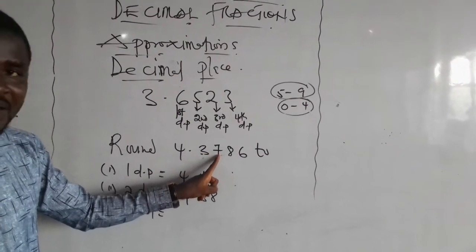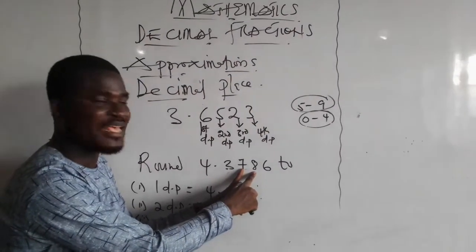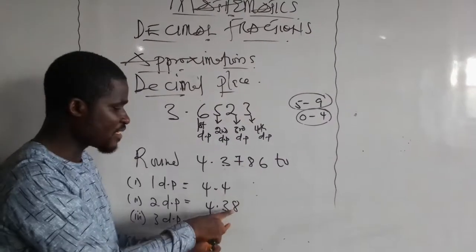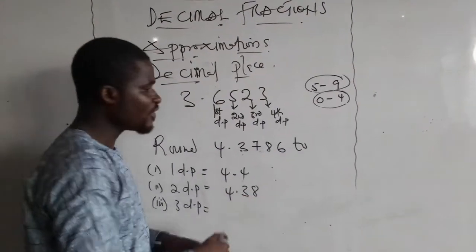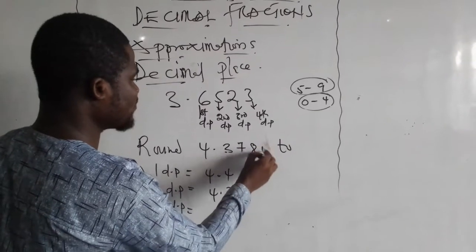37 is my second decimal place. Look at the next number. The next number is 8. So add 1 to the 7 to become 8. That's why I had 4.38. Good.